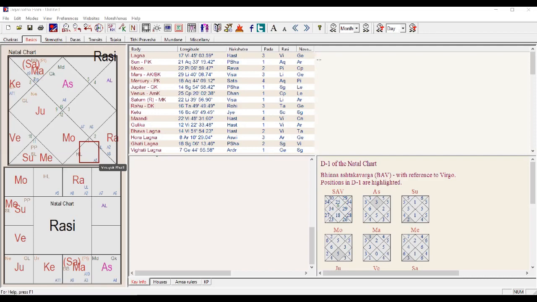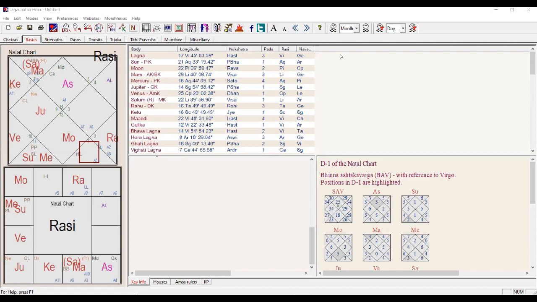Now you have to check benefic and malefic influence on these three factors. First factor is Jupiter, because Jupiter is a karaka of children. Second factor, you have to see the malefic or benefic influence on the fifth house from Lagna. In the third rule, you have to see the same malefic and benefic influence on the fifth house from Jupiter. These three will help you tell the outcome of the result.